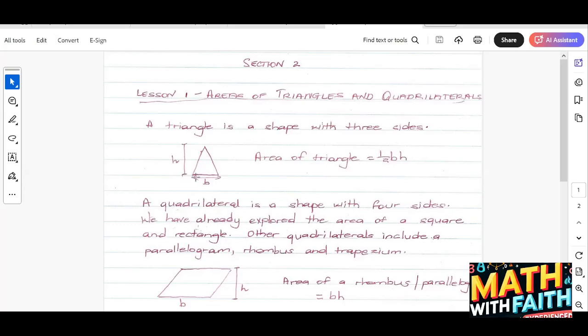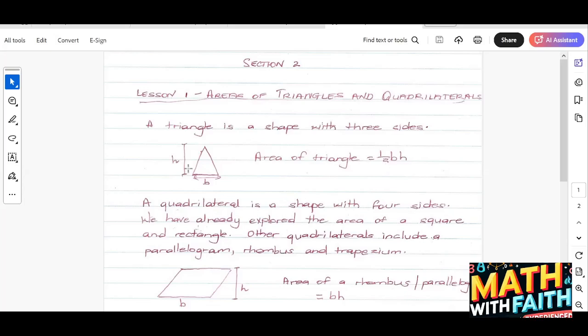This is what we call its base, and this is what we call its height. Notice we did not look at the slant height. We looked at the perpendicular, so the vertical height, right? So the base is horizontal, the height is vertical, not the slant height. And the formula for the area of a triangle is a half BH, or a half base by perpendicular height, right?